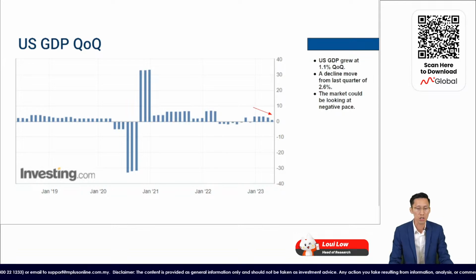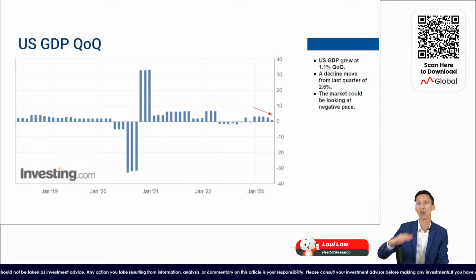But at this current juncture, what do you think about this GDP? GDP has been increasing from a 2% rate, and right now the latest quarterly US GDP has just grown by 1.1%. So at least they are not in a recessionary period.